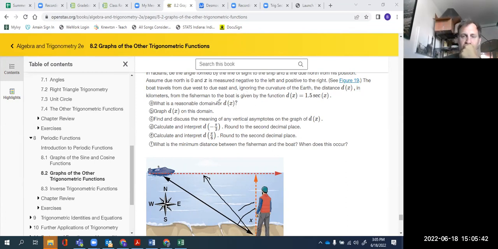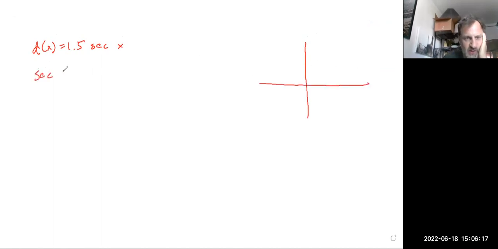So let's start with a little bit of domain talk here. I'm going to go ahead and do a new share of a whiteboard. So we've got d of x equals 1.5 secant x. Oh, to go back to the days when it was just 1.5x. Life was good. Okay, let's remind ourselves about secant. So secant is 1 over cosine.